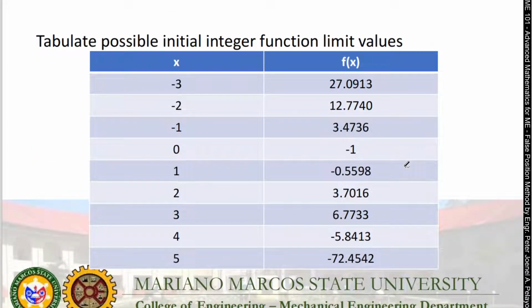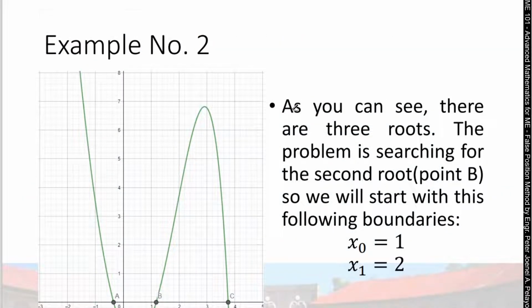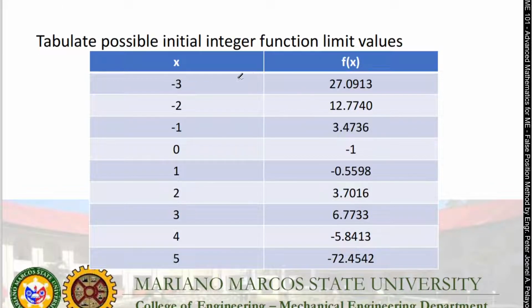So, we tabulate the possible initial integer function limit values. By the table, you have a root between negative 1 and 0. Right? Because this is positive, and this became negative. So, it crosses the x line. When it crosses the x line, it means you have a root there. So, this is root 1.